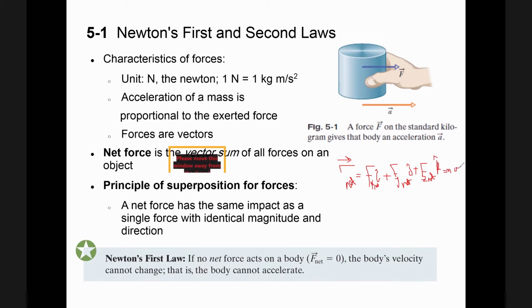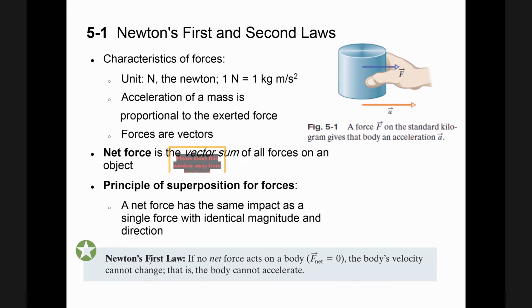Wow. And not only that, this a, I can open it up. It is m ax i hat. The a is a vector. I can also open it, analyze it into its components, plus m ay j hat plus m az k hat. Oh, very nice. I can even open the acceleration, which means I can write the F net x as an independent equation. We'll come to this.